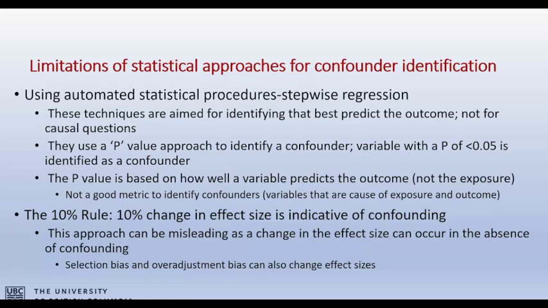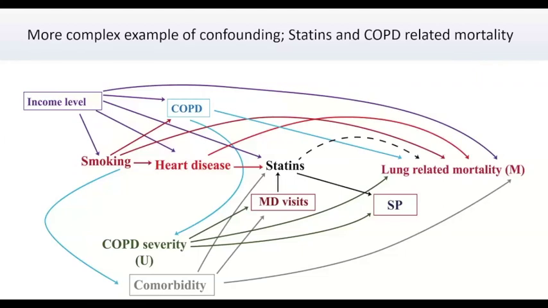The other commonly cited approach is what we call a 10% rule. So if there is a change in the effect size in a model by 10% when a variable is added, then that demonstrates presence of confounding. And again, that is also not recommended because, even through this talk and the examples that we saw, you could have a change in the effect size through selection bias or overadjustment bias. So just because there is a change in effect size doesn't necessarily mean that that variable is a confounder. So again, these techniques are built for prediction modeling, not really for causal questions.